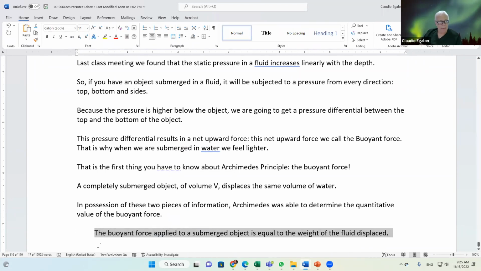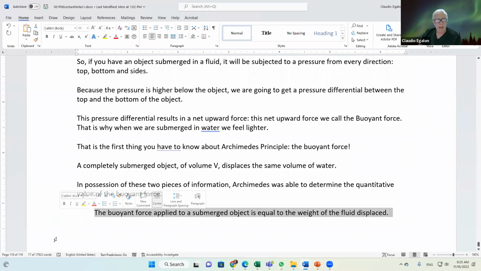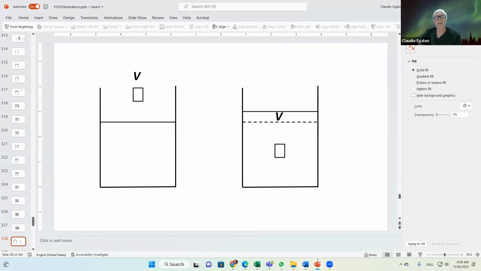At that time, he had to think very hard about this principle, but today with the mathematical tools that we have, which includes algebra, we are able to derive the so-called principle. Archimedes himself didn't have algebra to help him come up with this conclusion, but today we can prove mathematically that's exactly what happens when we have a submerged object. So what does Archimedes' principle mean?